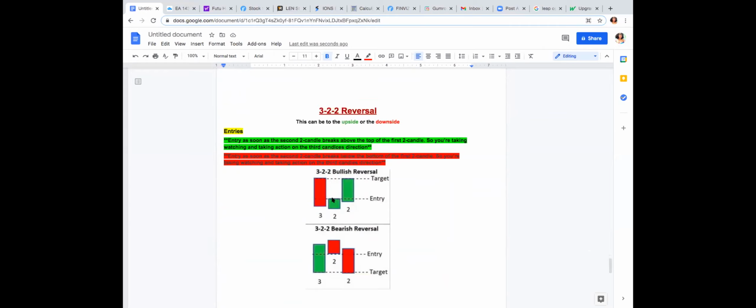So you're going to be watching and taking action on the third candle once you see the direction that it's taking. And then your entry as soon as the second candle for the bearish side is once it breaks below the first 2 candles. So right here, this is going to be your first 2 candle. Once it breaks below, then that's going to be your entry. So you're going to be watching and taking action on the third candle's direction as well.